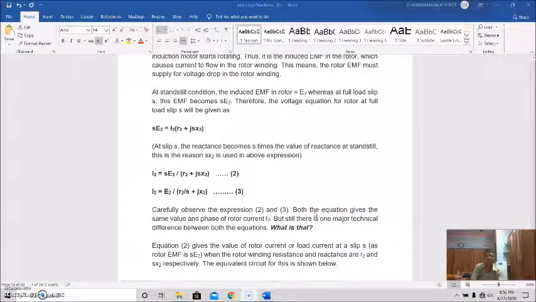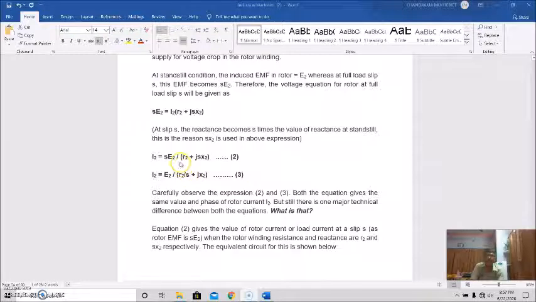If we consider the standstill condition, the induced EMF in the rotor is E2, whereas at full load slip it will be SE2. If S is the slip, then the voltage equation for the rotor at slip S is: this is the induced EMF at slip S, this is the rotor current, and this is the rotor impedance at slip S. This is the rotor resistance and this is the rotor reactance at slip S. So we can write S I2 equals SE2 by R2 plus jX2. Now if we want to take it back to the supply frequency, we divide by S, so it will be I2 equals E2 by R2 by S plus jX2.